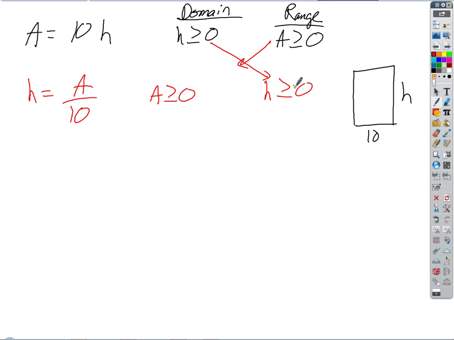If you want to calculate the domain of an inverse, you could just as easily calculate the range of the original function, right? And that's guaranteed to be the domain of the inverse. Okay? Does that make sense? I'll give you one really important example of that. And then I'll be done.